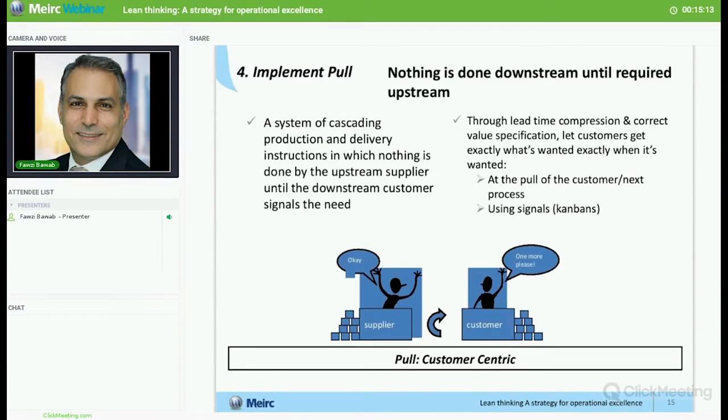If we start looking here at the pull. So what is pull? It's a concept in Lean that you cannot send any part or service to the next step or area unless they are ready. And we tend to use signals, which the Japanese call kanbans, which is basically a signal or a sign, or it could be any type of card that signals that you are ready now to start pulling. So rather than pushing the service or product to the next department or area, you basically wait for them to tell you that they are ready. Immediately, this type of thinking or application reveals any bottlenecks and constraints. So you basically have to balance your line. So nothing is done downstream until required upstream.